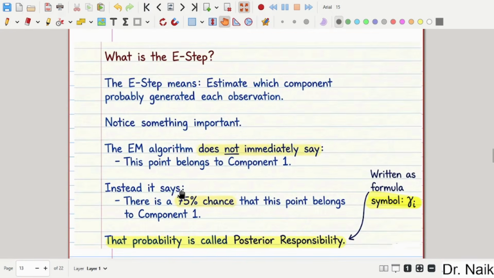So what is the E step? E step means estimate which component probably generated each observation. The EM algorithm does not immediately say this point belongs to component 1. Instead, it says that there is a 75% chance that this point belongs to component 1. That probability is called posterior responsibility, and it is indicated by the symbol gamma i.